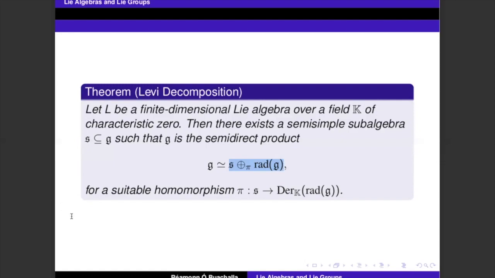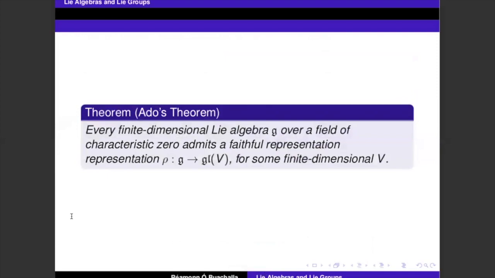Okay, and last but not least, the last result we're going to present, another general result, is Ado's theorem. The proof is complicated, definitely outside a first course in Lie theory, so we're just going to state it, but it's easy to understand what's going on. It says that every finite dimensional Lie algebra over a field of characteristic 0 admits a faithful representation into the general linear algebra gl(V) for some finite dimensional V.